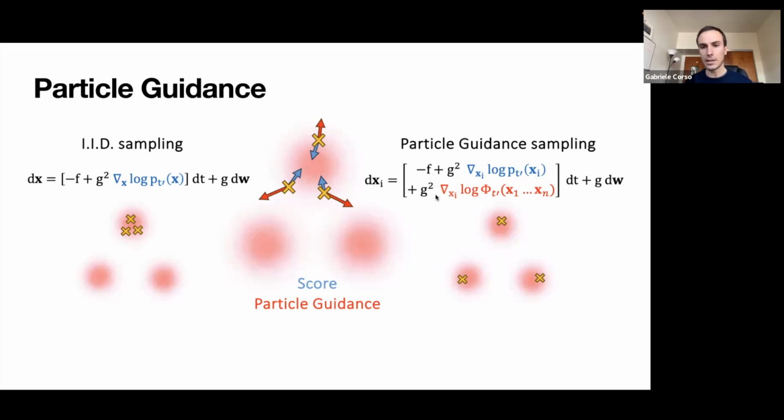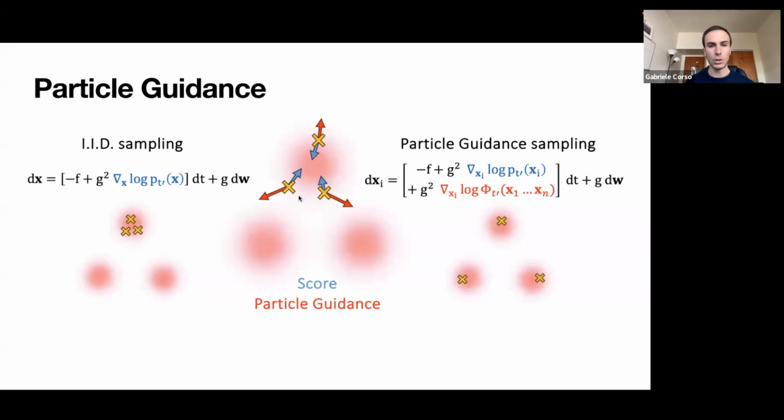You might be familiar with guidance used in the setting of conditional image generation, for example. Even there, we are using a guidance term from some probability distribution. But here, the big difference is that we now have a set of particles that we are sampling in parallel. This is what's represented by the i here. So this is the i-th particle, and this guidance term not only depends on the position of the i-th particle, but depends on all these positions.